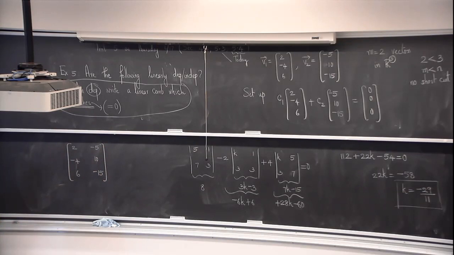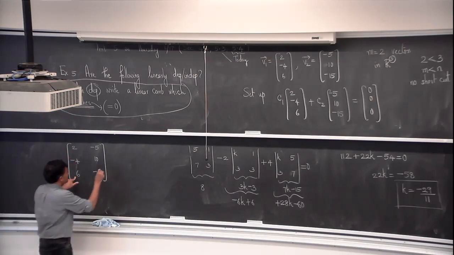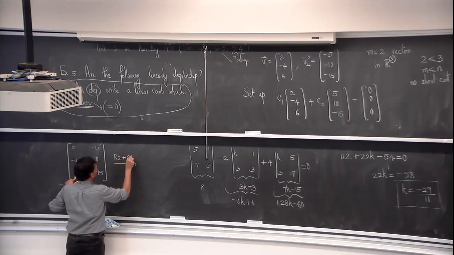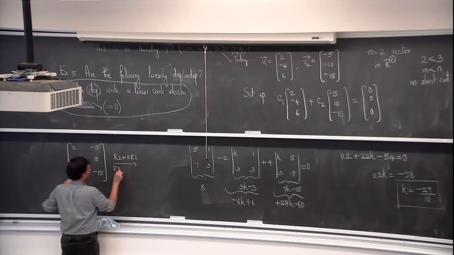I know it's very tempting to divide the first row by 2. Let's try to take care of the second and third rows first, and then we can come back to the first row. Okay, because it's a 2, why don't we just take care of this negative 4 and 6? It's your choice. But R2 plus 2R1 and R3 minus 3R1.